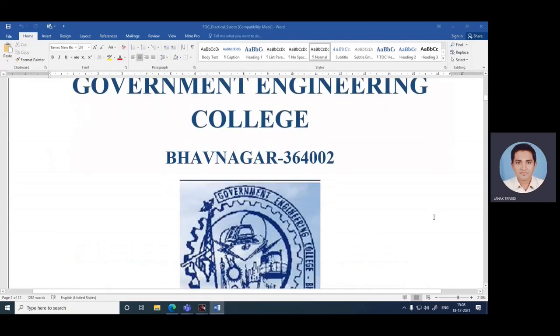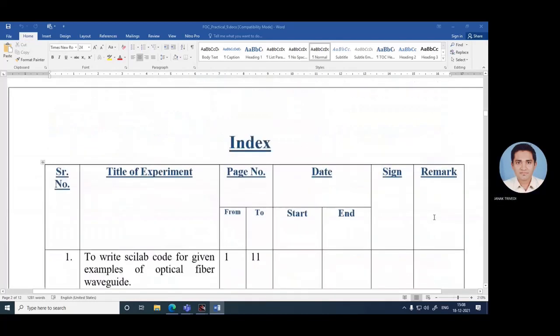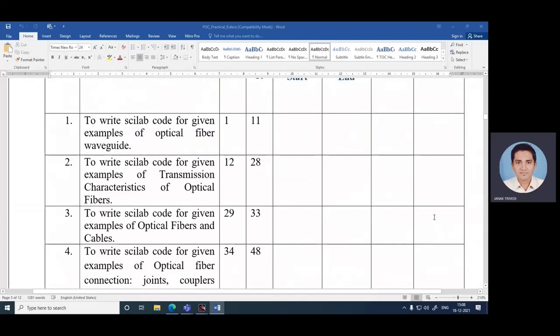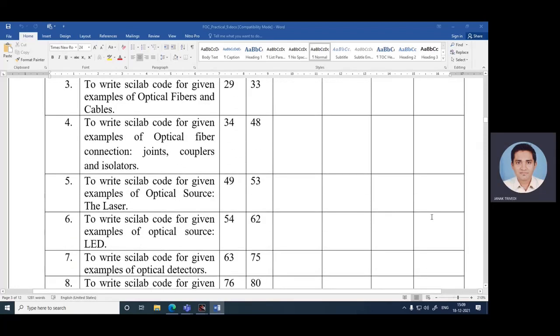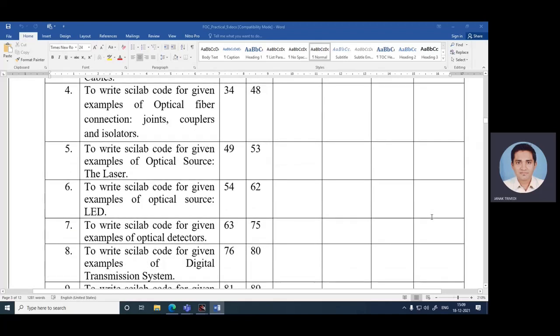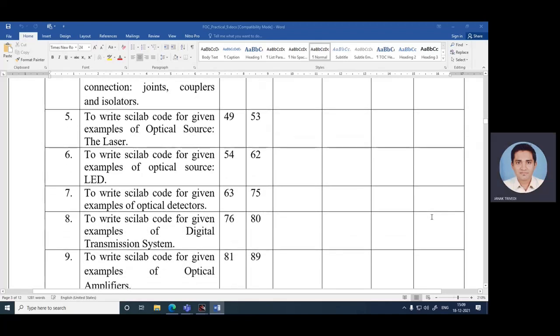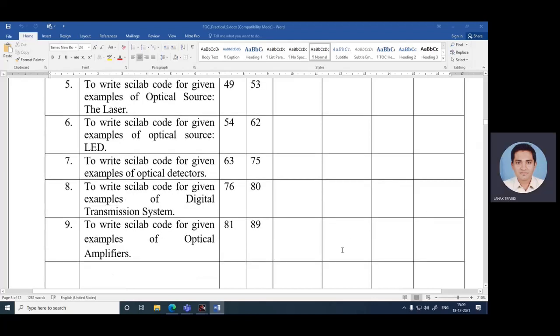This is the sample of certificate. Index. In earlier videos, we have discussed examples related to optical fiber waveguide, transmission characteristics of optical fibers and cables, optical fiber connection, joint, coupler and isolator, optical source, the laser, optical source, LED, optical detector and digital transmission system. In today's laboratory, we will discuss Scilab code for given examples of optical amplifiers.